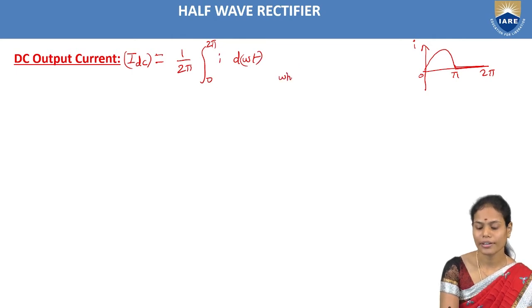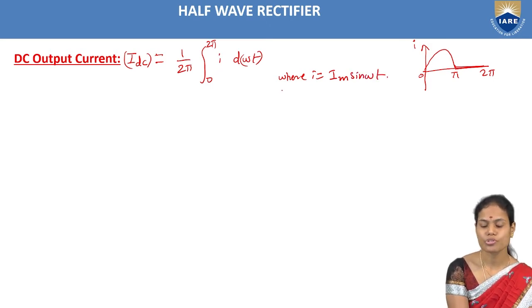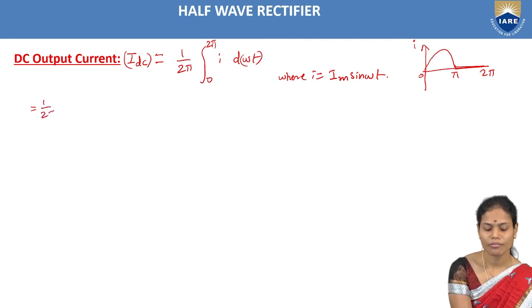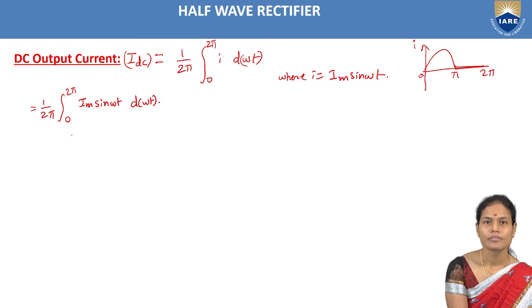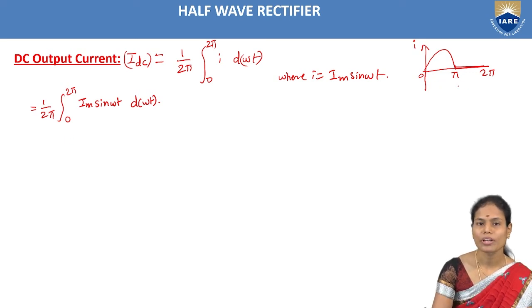Where I equals Im sin omega t. Now substitute the value of I in the above equation. What will we get? 1 by 2 pi integral from 0 to 2 pi of Im sin omega t d omega t. If we observe the output waveform, from 0 to pi we have one value, and from pi to 2 pi we have 0. We don't have any output current.